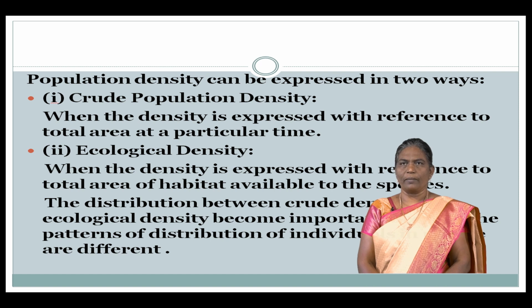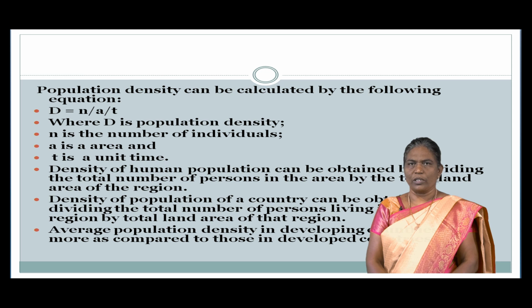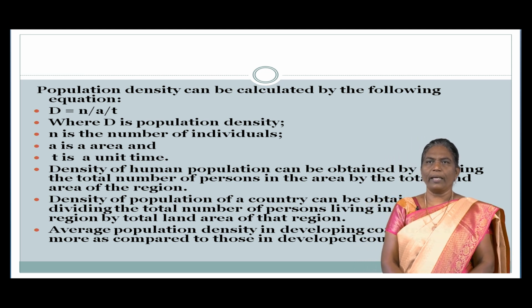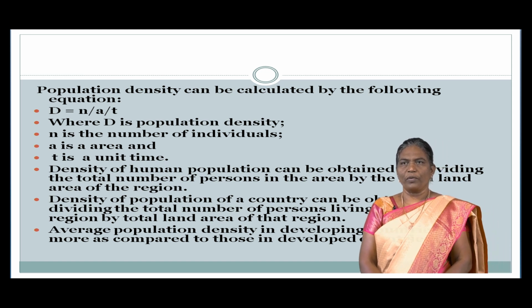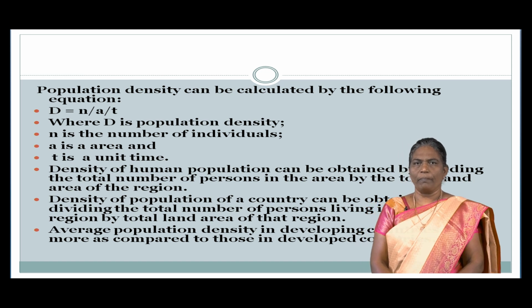Population density can be calculated by the following equation. D is equal to N divided by A divided by T, where D is population density, N is the number of individuals, A is the area and T is the unit time.